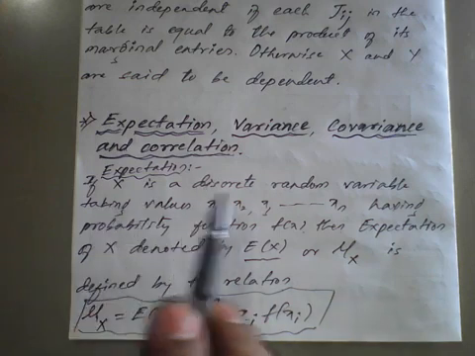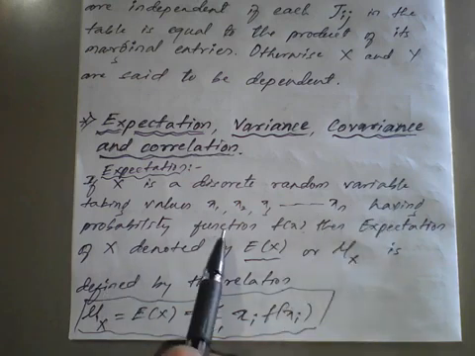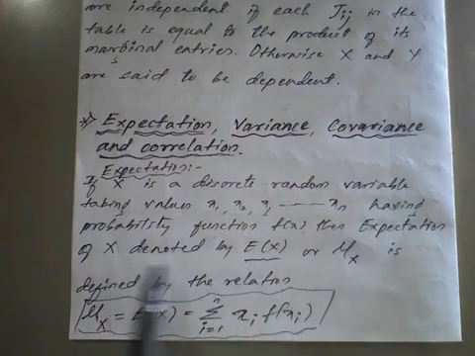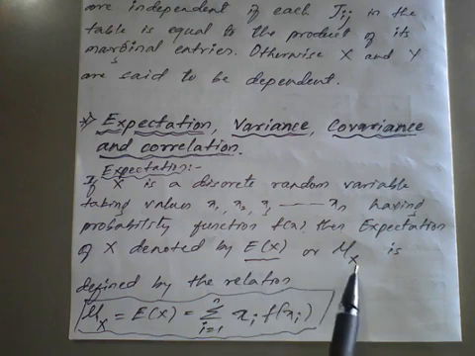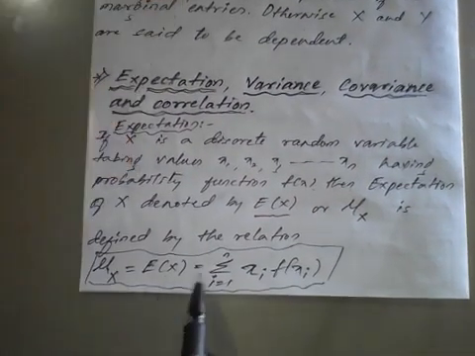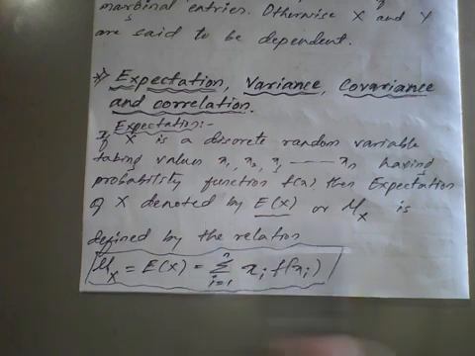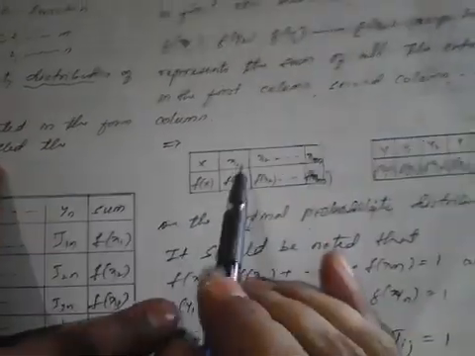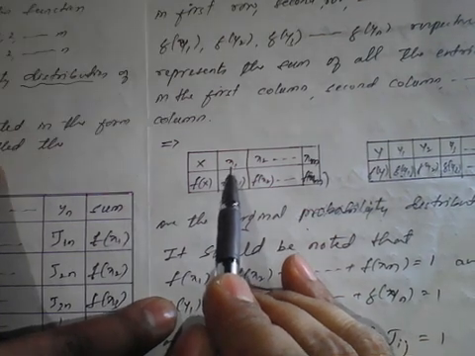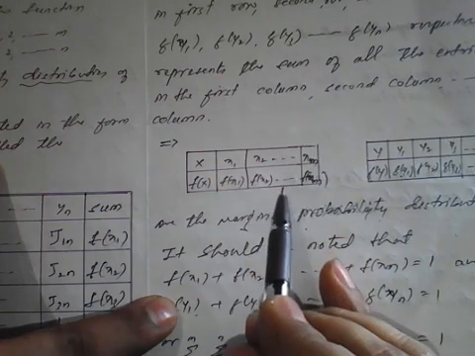So if x is a discrete random variable taking values x1, x2, x3 and so on up to xn, having probability function f of x, then the expectation of x is denoted by E of x or mu of x. This mu stands for the mean of the given data, and is denoted by the relation mu of x equals expectation of x, given by the summation of i from 1 to n of xi into f of xi. From the marginal table, we need to take the summation of x1 f of x1 plus x2 f of x2 plus x3 f of x3 and so on.